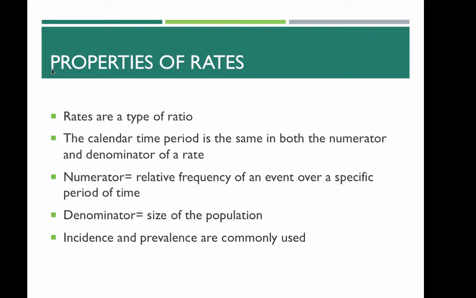Okay, so let's talk about rates for a minute. Rates are a type of ratio, but they're different from proportion because there's a measure of time. So the calendar time period is the same for both the numerator and the denominator of a rate. The numerator is always the frequency of an event over a specific period of time, and then the denominator is the size of the population over that same period of time. And so in epidemiology, incidence and prevalence are two rates that are commonly used.